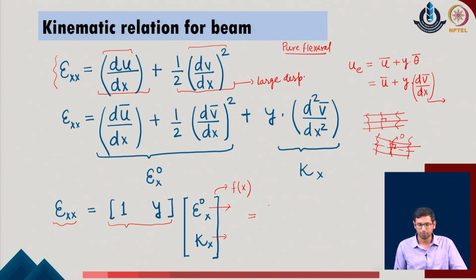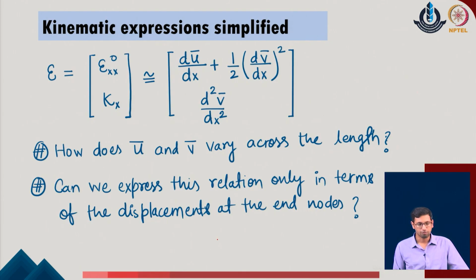In a simplified manner, we can also write this equation as 1 y into epsilon, where this epsilon expression is utilized as a vector representing epsilon x naught and the curvature term kappa x in the given system. Now, with these two points, which are the pure stretching and the curvature terms of the given system, we identified their individual expressions, which were located based upon the general kinematic condition.